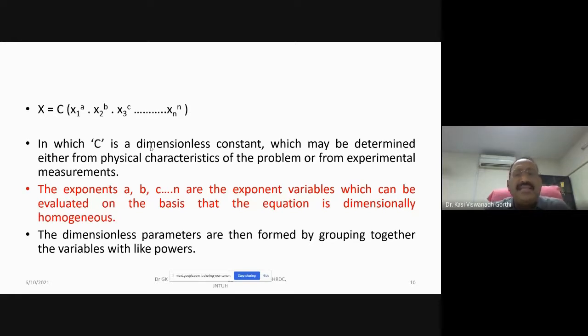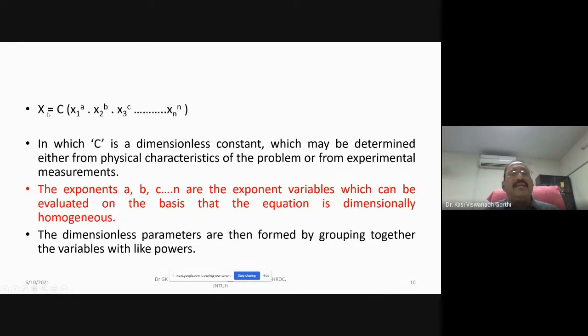And a, b, c, n, these are all the exponent variables. So this can be evaluated on the basis that the equation is dimensionally homogeneous. This exponential equation is considered to be the homogeneous equation, and treating it as a homogeneous equation, we try to solve for the exponent variables a, b, c, and up to n.